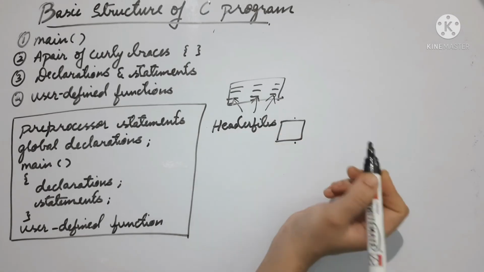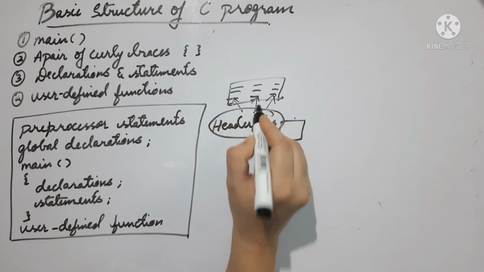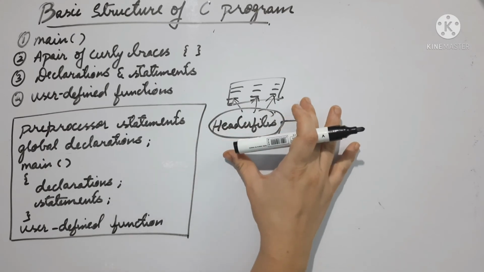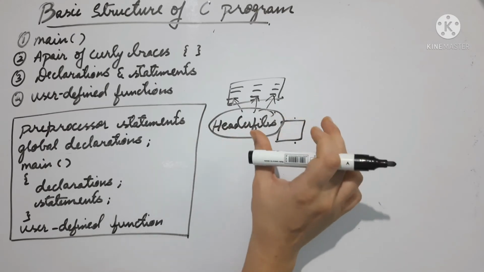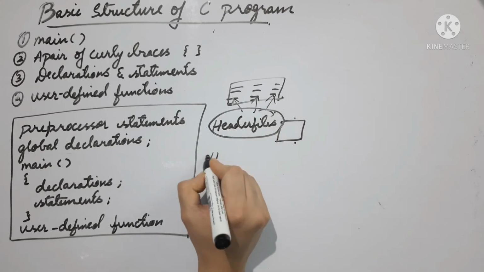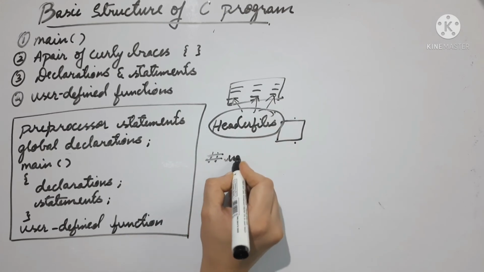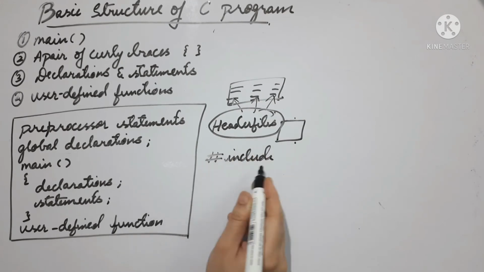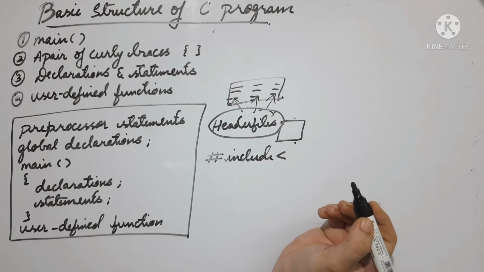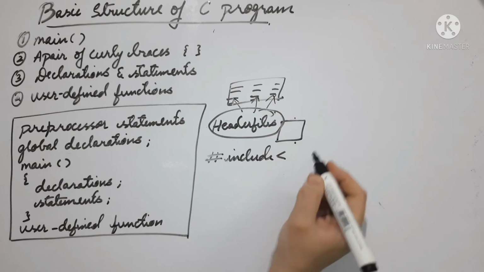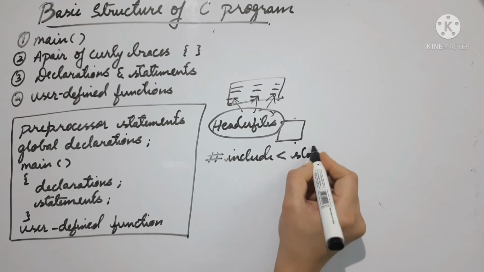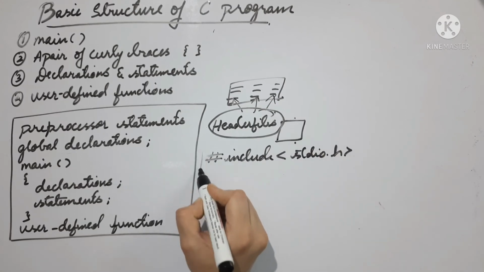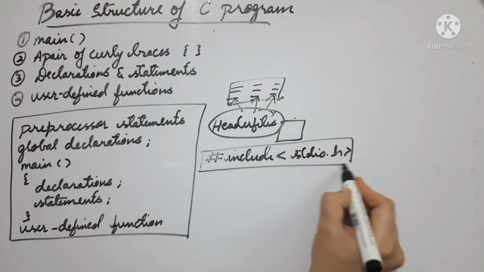They are called header files. From these header files we will be including some files. Suppose I want to make use of that entire header file library, I will simply make use of the hash symbol, include, open a greater than bracket, stdio.h, and close. This is the most commonly used preprocessor statement.